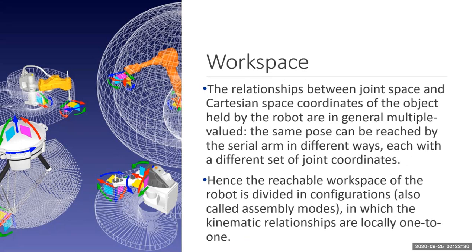Hence, the reachable workspace of the robot is divided into configurations, also called assembly modes, in which the kinematic relationships are locally one-to-one. So you can configure the robot into different configurations and try to operate it in one of them. Then you can reach the target location in a one-to-one mapping format.